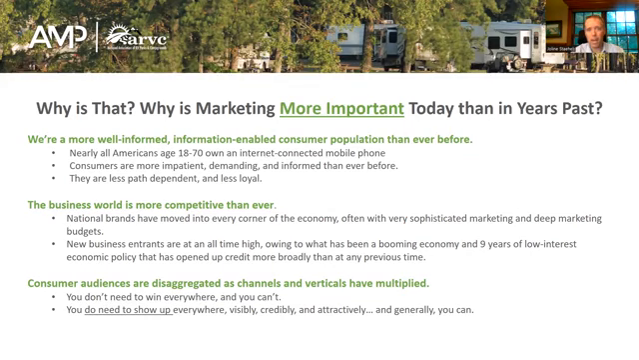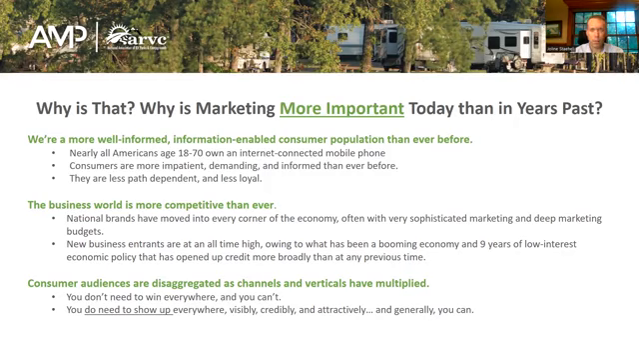It's because everybody's got a mobile phone. We're a more well-informed, information-enabled consumer population than human history has ever seen before. Nearly everyone has an internet-connected mobile phone. And many of you have experienced this. Consumers are better informed, they're more demanding, they're less patient. They're also less path dependent and less loyal. And in that environment, advertising is important.